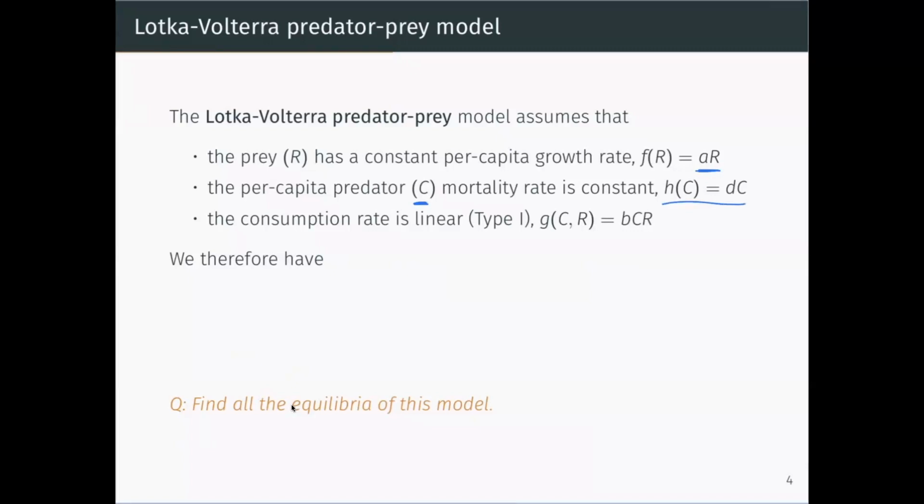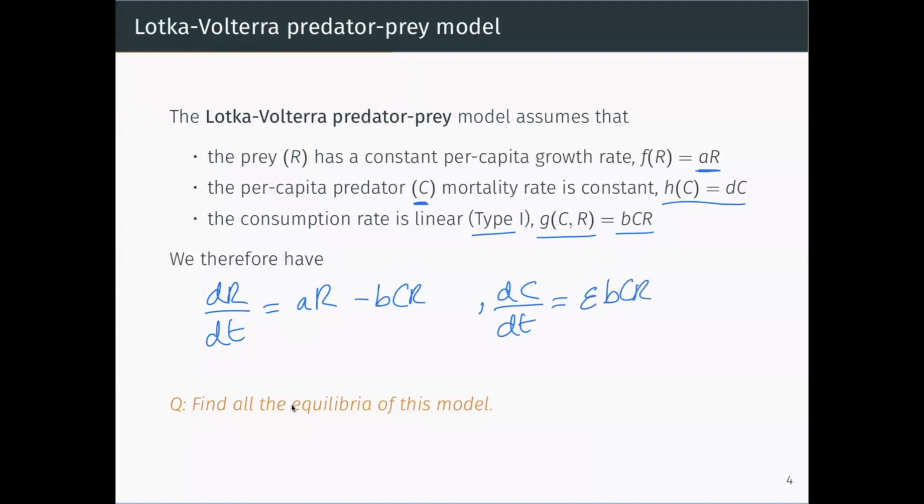And we have a linear or type 1 consumption rate. So our functional response, g of C, R, is equal to some constant B, again positive, times C times R. Okay, so that means that we can put together our consumer resource model by putting in all of these different components. We have A times R minus B C R for our resource or prey. And for our consumer or predator, we have epsilon B C R, so epsilon is that efficiency coefficient, remember, minus D times C. Okay, so what we're going to do is work through this model.